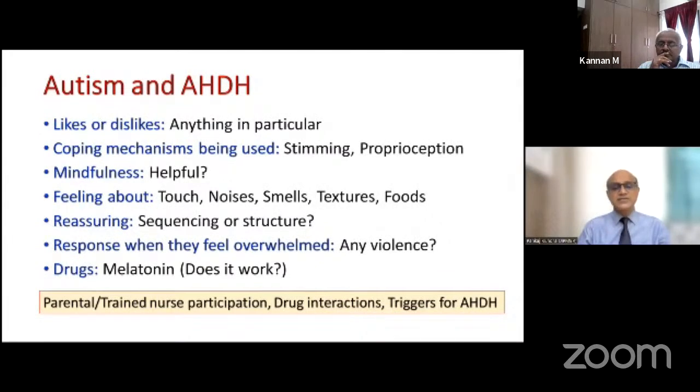So these are the things you will have to look into as a part of your preoperative examination if you find the child is belonging to a scale of 5 or 4. Then you would have to have trained nurse participation or parental participation. You will have to look at drug interactions and the triggers for ADHD.